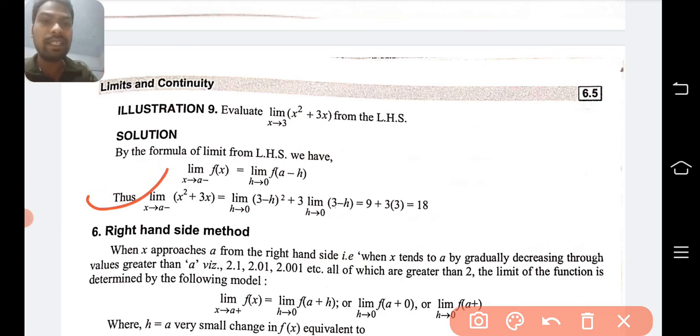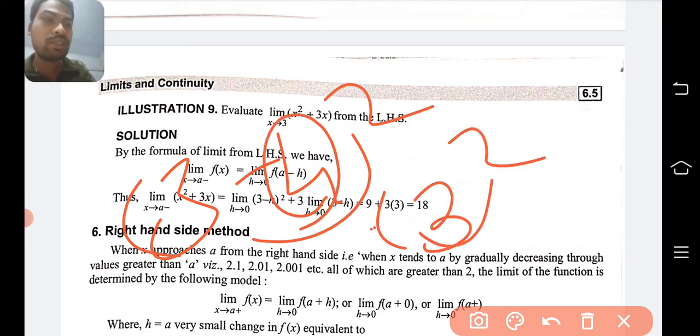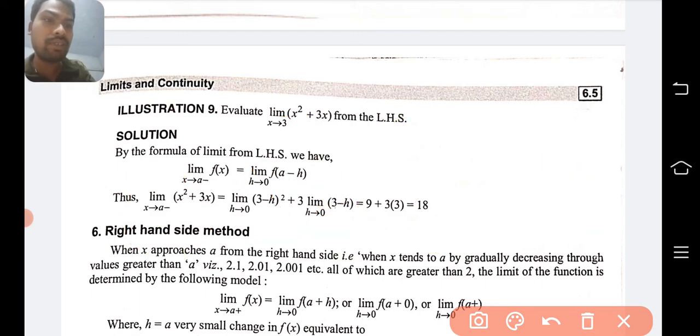Here it is written limit x tends to 3 of x square plus 3x. It means if you denote that limit in terms of h tends to 0, in place of x we will write 3 minus h. Here 3 minus h is squared, plus 3 into limit h tends to 0 of 3 minus h. This is equal to, because in 3 minus h square, if you put the value of h equal to 0, then what will we get? 3 square, which is equal to 9. So we get the value 9 here.